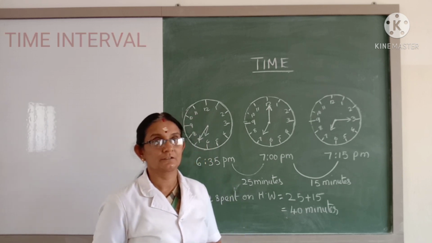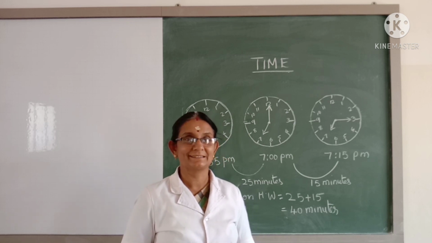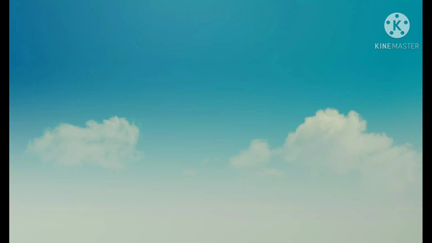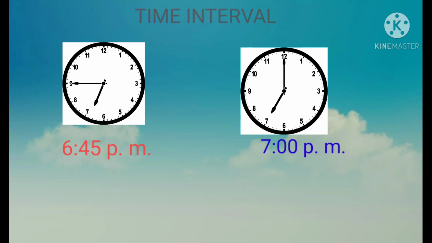Okay, so let us do one more example. So, are you ready? Yes. A movie starts at 6:45 p.m. and ends at 8:10 p.m. What is the time duration of the movie? So, children, the movie starts at 6:45 p.m., isn't it? Okay, now let us calculate the time from 6:45 to 7 p.m. How many minutes are there, children? 5, 10 and 15 minutes.